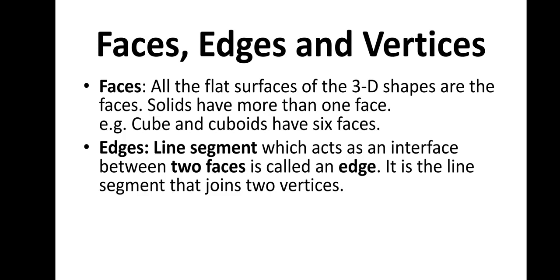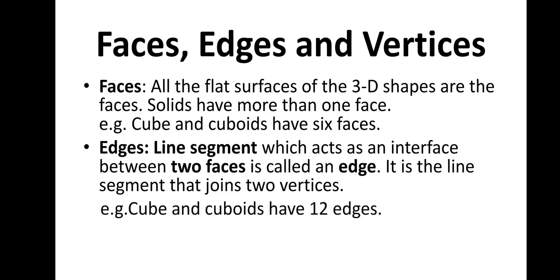So what are faces? All the flat surfaces of the 3D shapes are the faces. Solids have more than one face. For example, cube and cuboids have 6 faces. I will show you one figure also which will make it more clear to you. Edges: a line segment which acts as an interface between two faces is called an edge. It is the line segment that joins two vertices. Cube and cuboids have 12 edges.